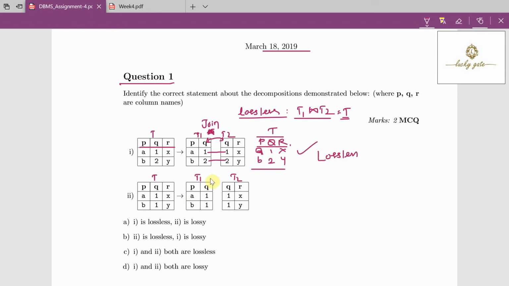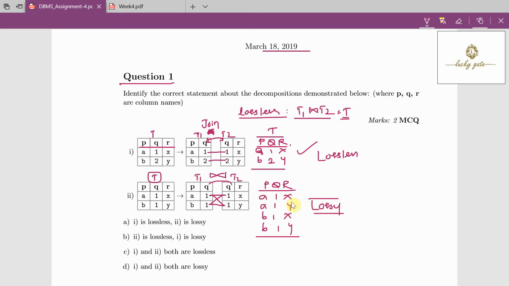And for the second decomposition, we perform a join between T1 and T2. The join of T1 and T2 will be done based on the common attribute. What is the common attribute of T1 and T2? Q. Now join is always a Cartesian product, 2 into 2, 4 combinations to be verified for the condition T1.Q equal to T2.Q. That is 1 equal to 1 true, 1 equal to 1 true, 1 equal to 1 true, 1 equal to 1 true. So the result is PQR, that is A1X. This A1 of T1 is also matched with Y. B1X, it is also matched with Y. So how many tuples are there? 4 tuples. How many tuples are there in T? 2 tuples. It means it is not producing the same result that was there before decomposition. So we can call this decomposition a lossy decomposition.